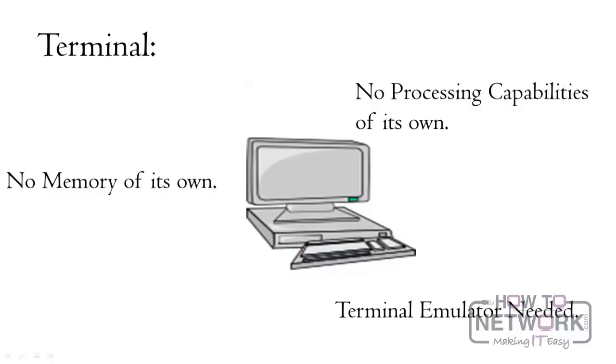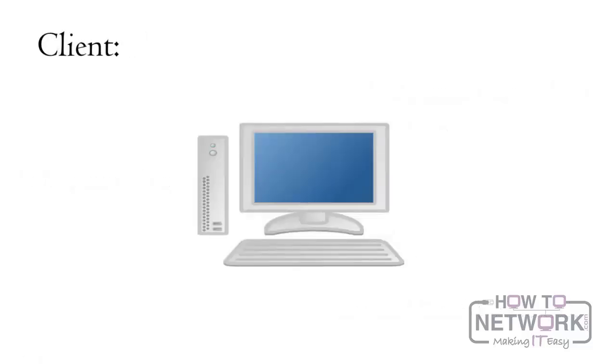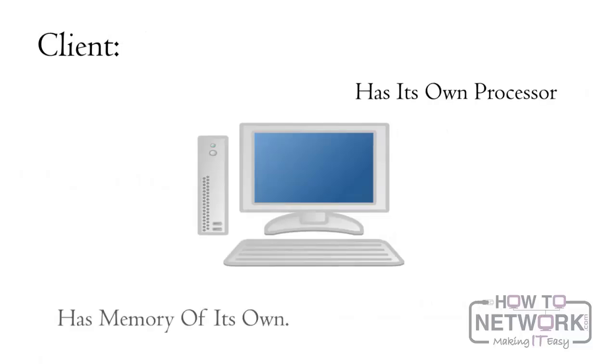We also need something called a terminal emulator placed onto this computer so that it can emulate what's going on on the server and communicate with it, since it doesn't have processing capabilities or memory of its own. Now, this is different from what's called a client. A client has its own processor and memory of its own, but it accesses network resources on other nodes, other servers, and other clients. All right, so rather than a server which serves up information, the client takes the information and uses it.